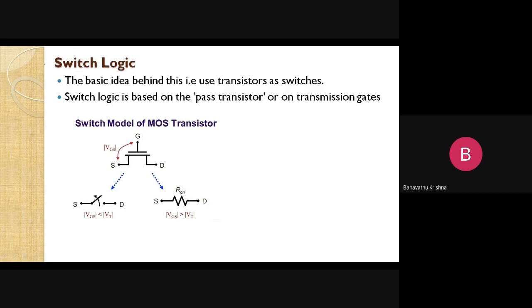So here this is switch logic. You know that the transistor simply acts as a switch. Here I want to show this is the MOS transistor. You know that it consists of three terminals: gate terminal, drain terminal, and source terminal. Here VGS is the applied input voltage, that is, the voltage at the gate with respect to source. It is either an open switch or a closed switch. When the device is a closed switch, it is in the resistive region, meaning the device is in on condition.